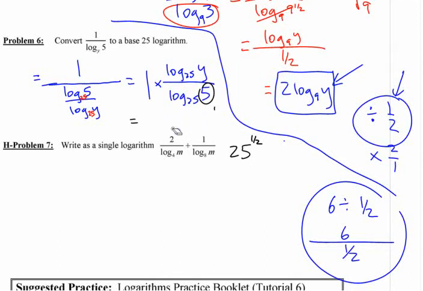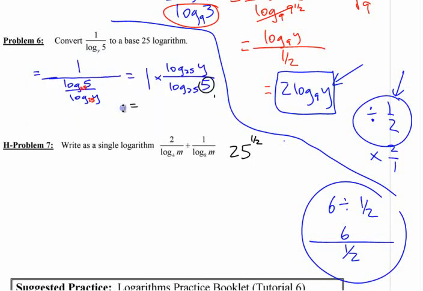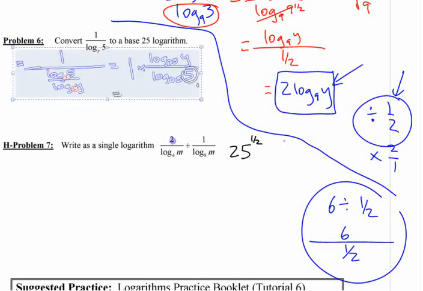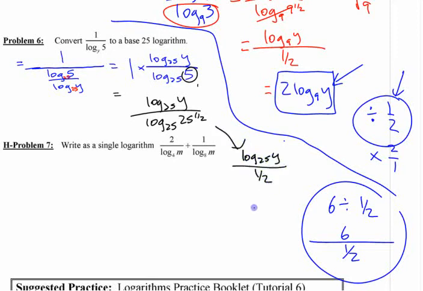I should write out the whole thing, of course, not just the bottom part. Okay, so that whole expression is log base 25 of y over log base 25 of 25 to the 1/2. So then, of course, you have the same as the previous one: log base 25 of y over 1/2, or in other words, 2 log base 25 of y.